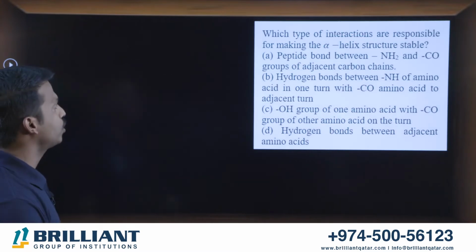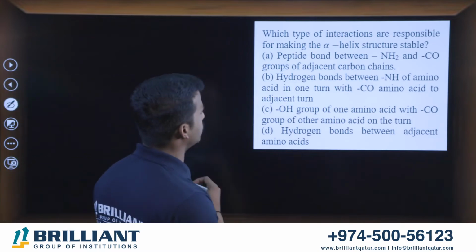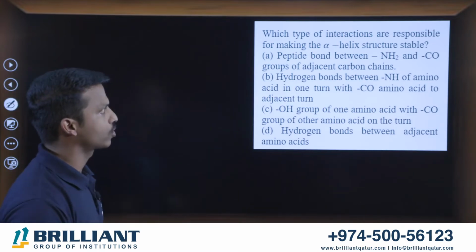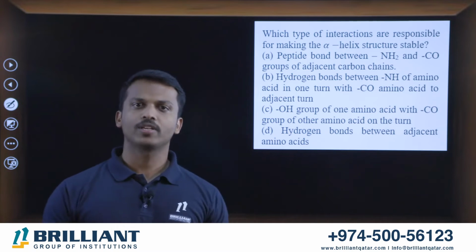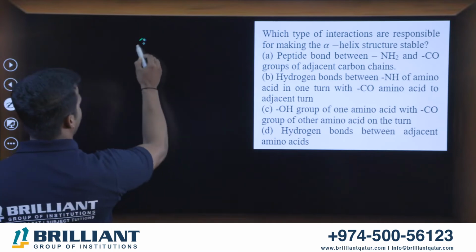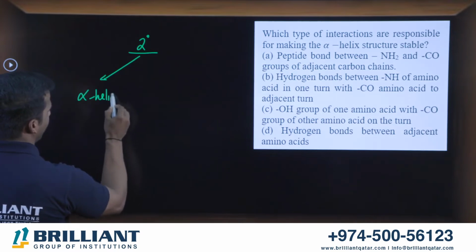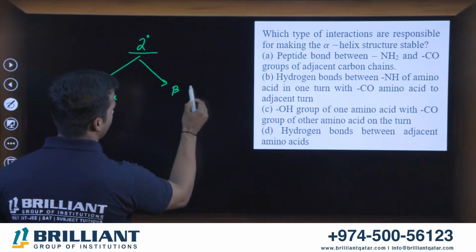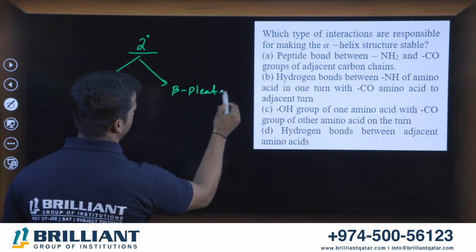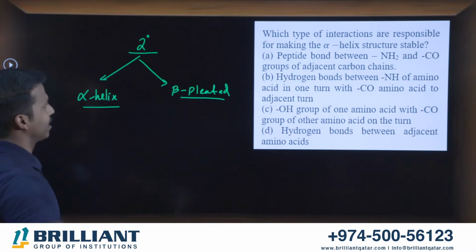Next one. Which type of interactions are responsible for making the alpha helix structure stable? You may have studied the secondary structure, right? The secondary structure of protein is of two types. One is called alpha helix. The second one is called beta pleated structure, right? Alpha helix and beta pleated.